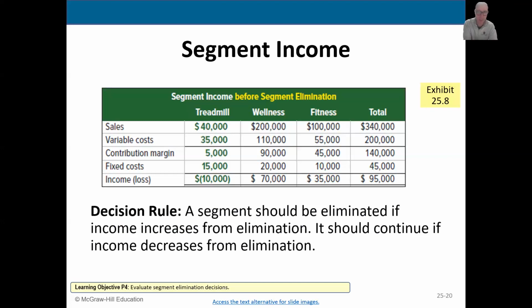So, the rule of thumb is when our income is less than our fixed costs, we eliminate the segment. So, here is the thing. I can avoid some costs, but not all, by eliminating the treadmills. Okay? Because some costs I can't get rid of. So let's take a look at this.